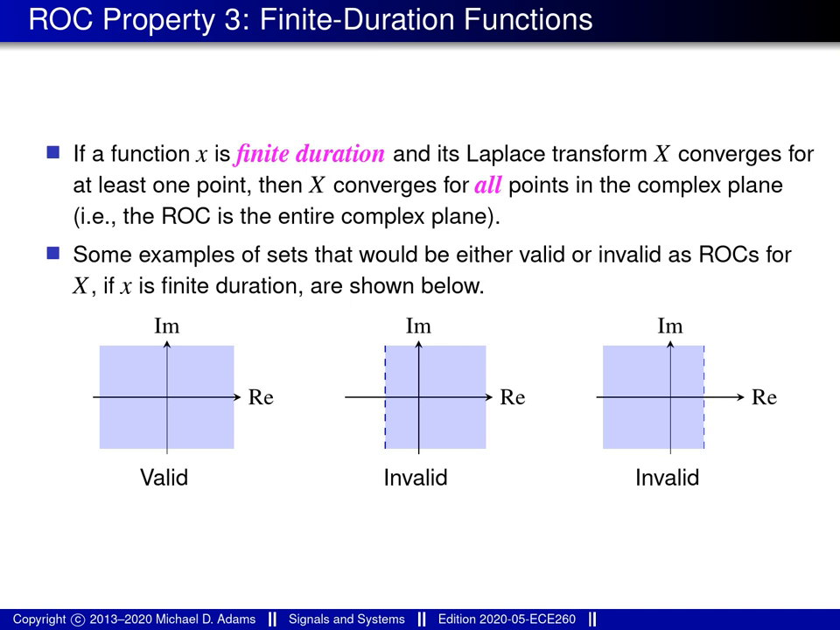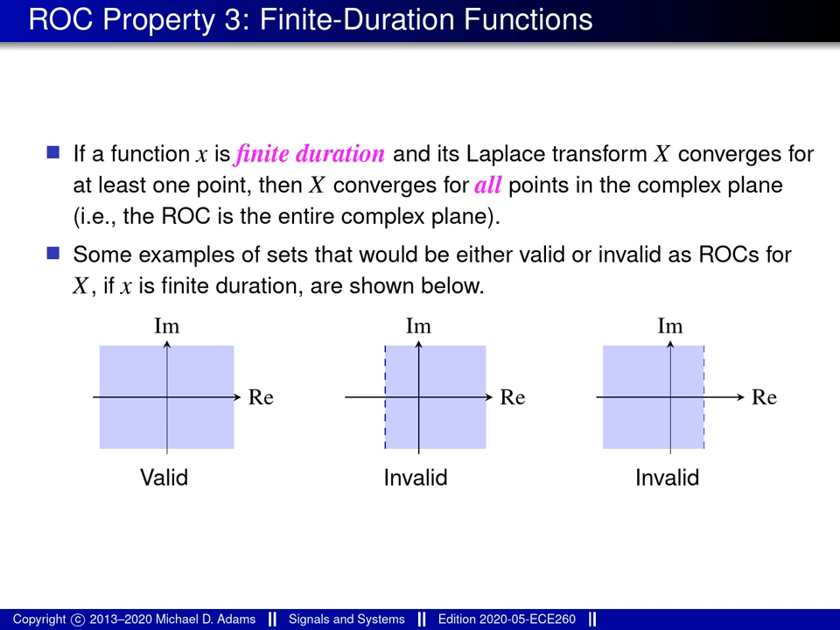The third property of the region of convergence that I need to introduce relates to Laplace transforms of finite duration functions. If a function little x is finite duration and its Laplace transform big X converges for at least one point, then big X converges for all points in the complex plane. In other words, the region of convergence is the entire complex plane.